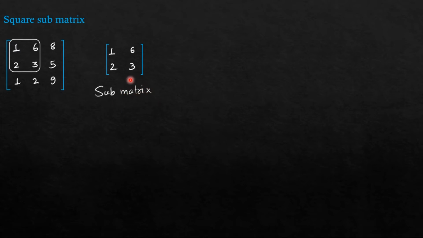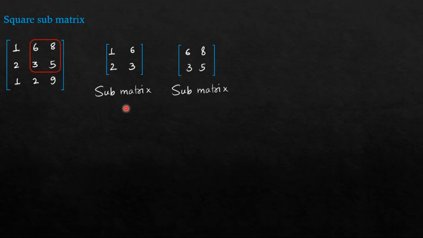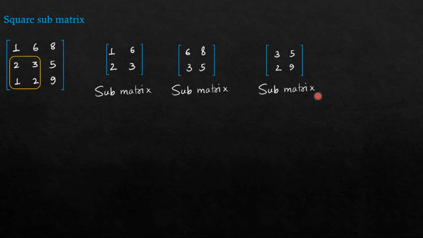Why? Its order is 2 cross 2. Similarly, if you take this matrix, which is 6 8, 3 5, this is also a submatrix. In the same way, if you take this one, 3 5, 2 9, this is also a submatrix. And all are square submatrices whose orders are 2 cross 2. And again, in the same way, 2 3, 1 2, this is also a submatrix.